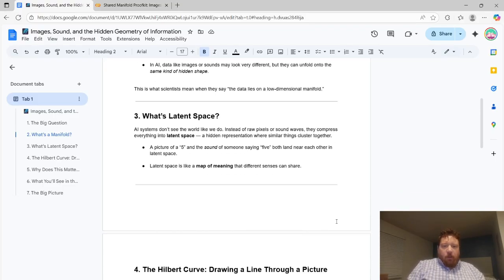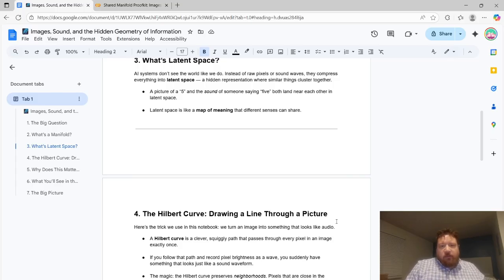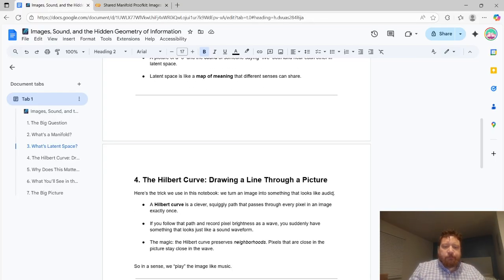So what exactly is latent space? AI systems don't see the world like we do. Instead of raw pixels or sound waves, they compress everything into latent space, a hidden representation where similar things cluster together. So a picture of 5 and the sound of someone saying 5 both land near each other in latent space. Latent space is like a map of meaning that different senses can share.